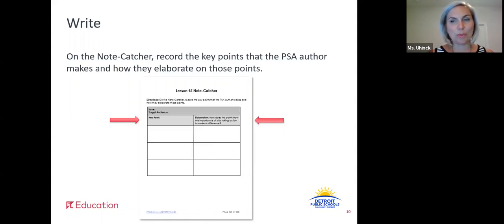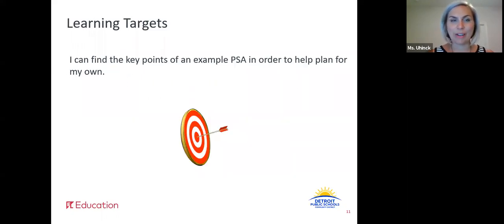All right, great, super proud of you. Before we go, I want to remind you of our learning target. I can find key points of an example PSA in order to help plan my own. So we really did that. We dug in deep. We found some key points in that PSA along with some elaboration that helps support those points.